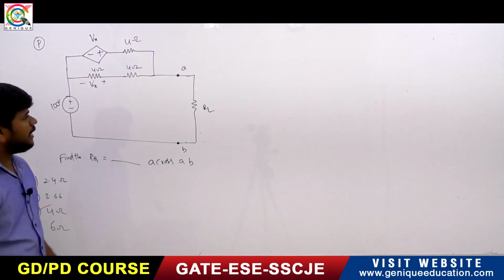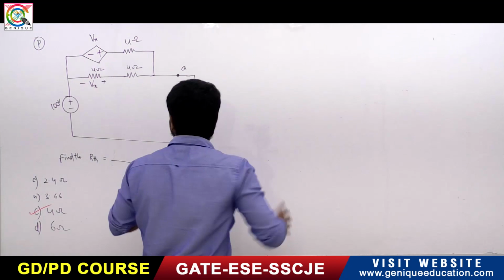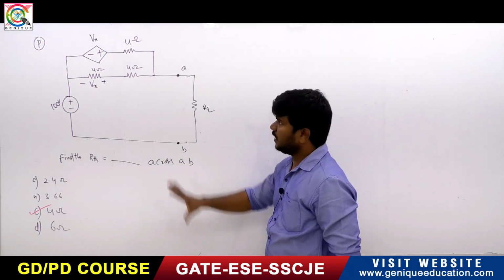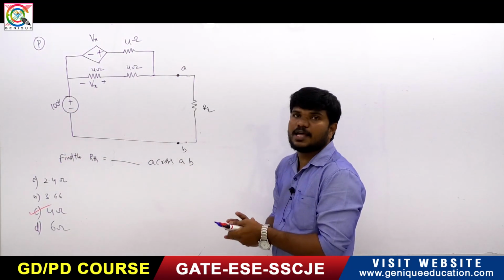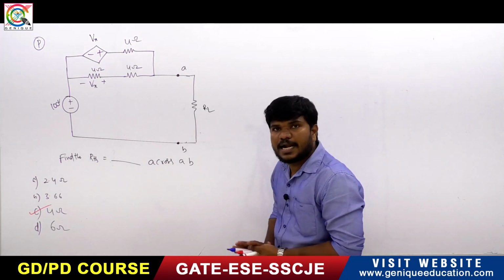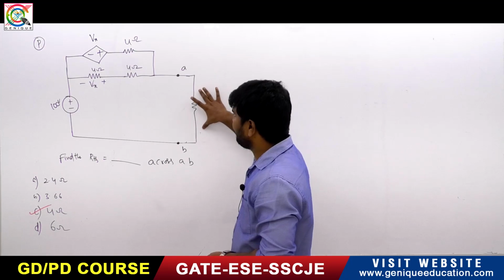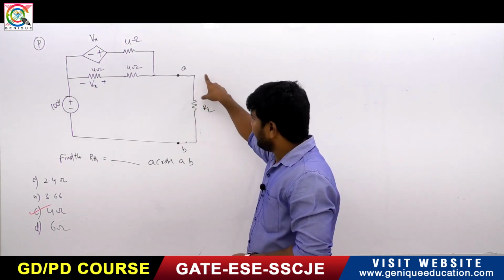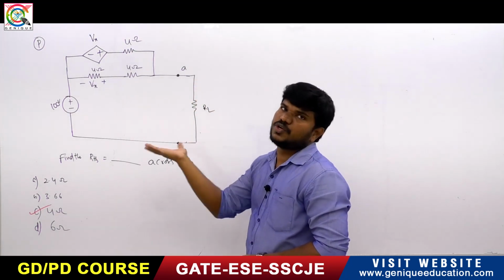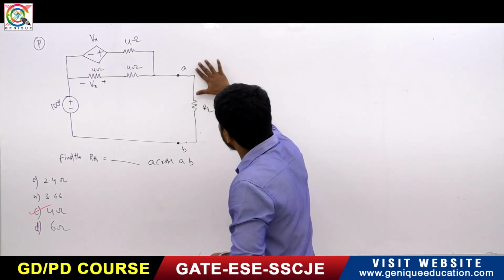So how to find the Thevenin equivalent voltage? It is the original circuit given, and we have to find the VTH. For finding VTH across any terminal, first of all, if there is any element across the terminal, you have to remove that.